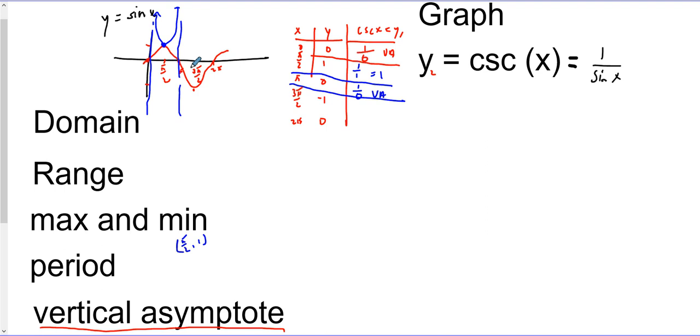And then we go over here and say, okay, we have another value. Well, at 3 pi over 2, we have 1 over negative 1, which is negative 1. And so we have a point right there. All right. And then we have 2 pi, which is 1 over 0. Once again, it's a vertical asymptote, undefined. And so it goes like that.